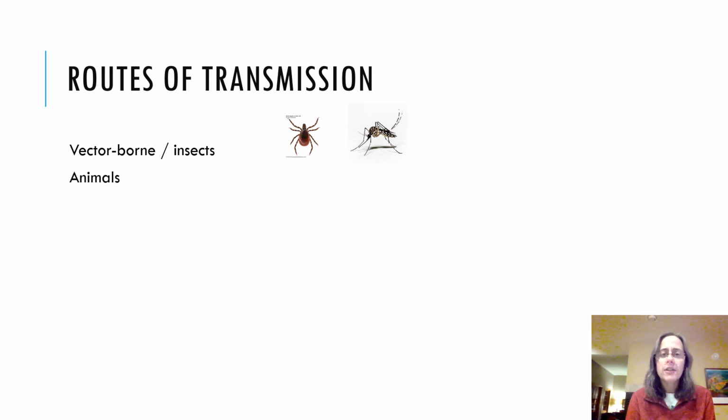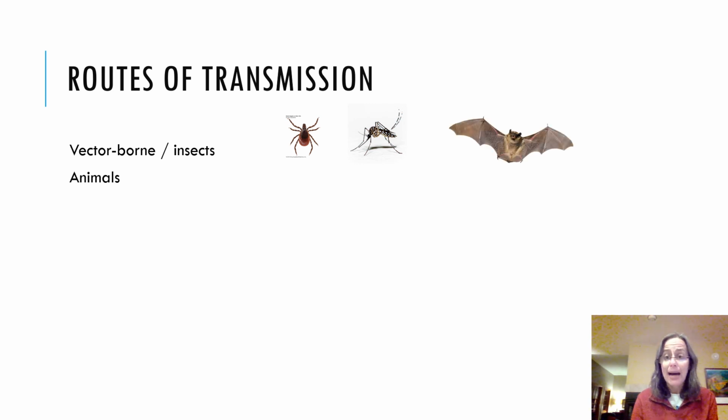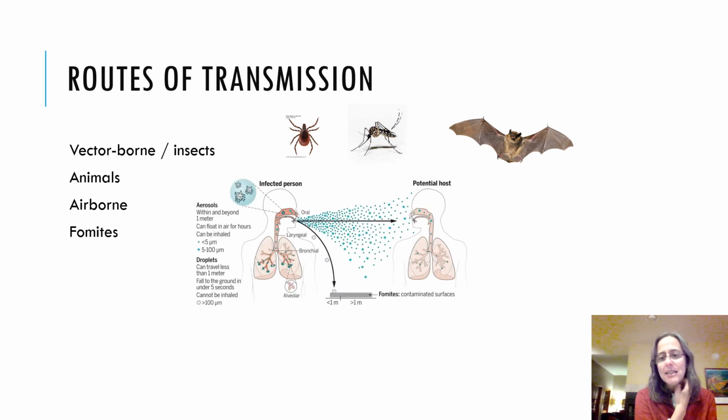Sometimes we can get infections from animals. So rabies, for example, is something that can be transmitted to humans by the bite of a bat or several other types of animals. It could be airborne. Now, this is the one that we all know a lot about, right? Or fomites. So let's just talk about that. So airborne means that the infected person is coughing or sneezing or breathing out particles of this germ. It's often a virus, but bacteria can also be spread this way. And then the potential host in this diagram is the not yet infected person that breathes it in or gets it on their eyeballs, and then the germ gets into their body.